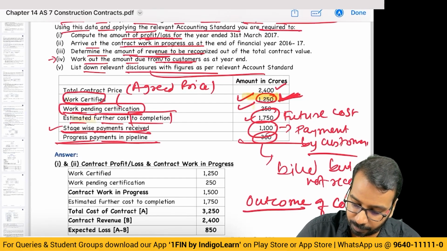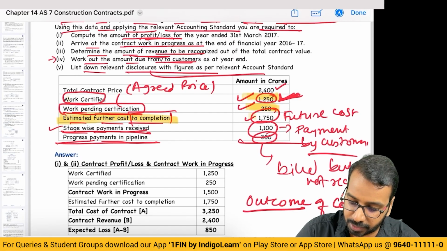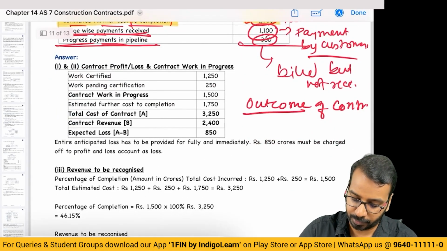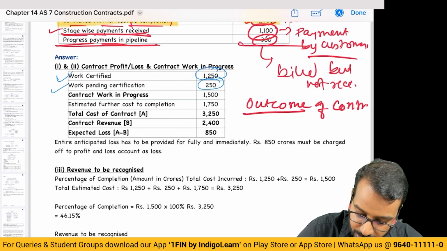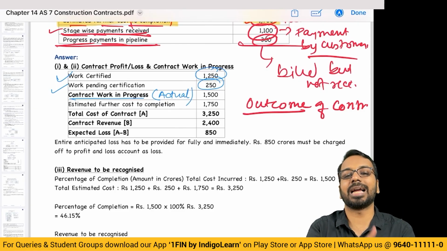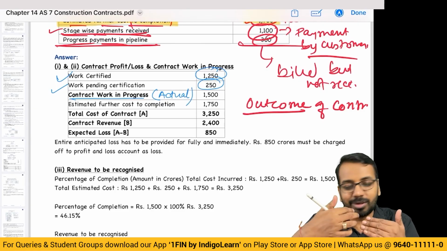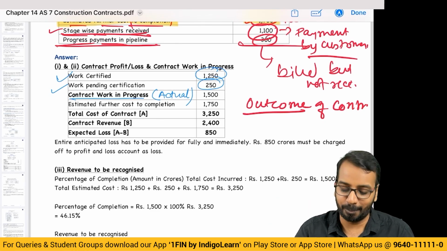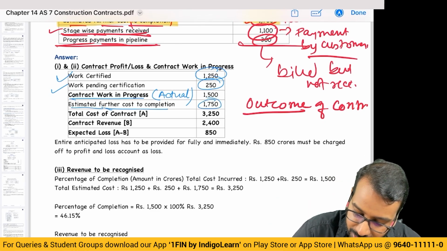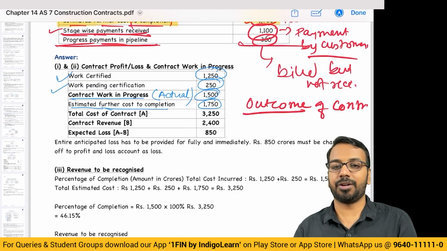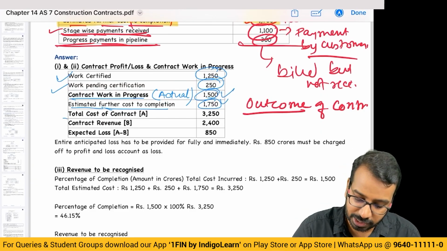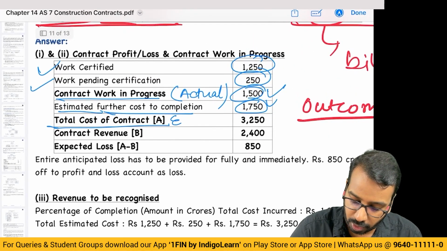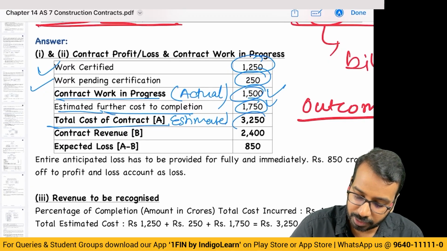that is 1250 plus 250, and estimated cost of completion 1750, right? So work certified and work pending certification, 1250, 250. This is contract work in progress or actual cost incurred. Why is it in progress? Because till the time it is completed, it will be in progress only. Okay. Then estimated future cost 1750, which means I have already incurred 1500. I am expecting to incur another 1750. So what is the estimated total cost? This is the total cost of the contract, estimated to be 3250.